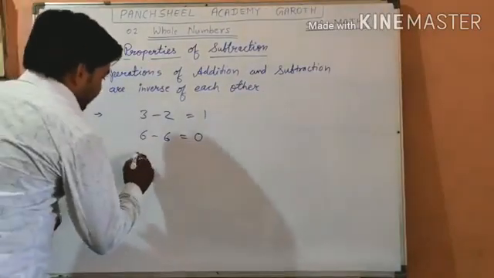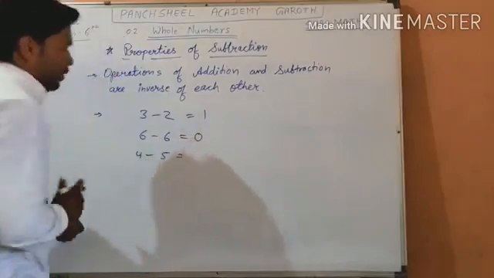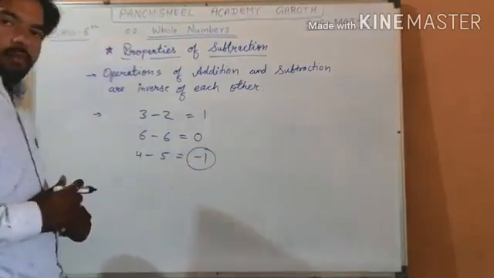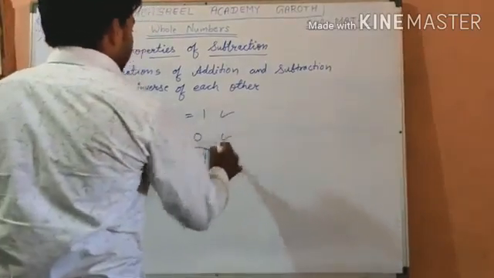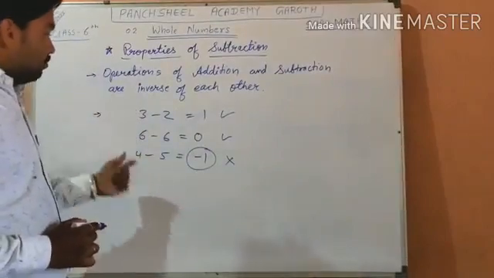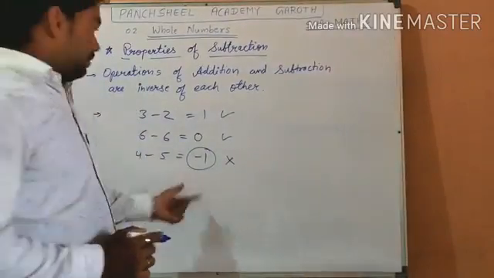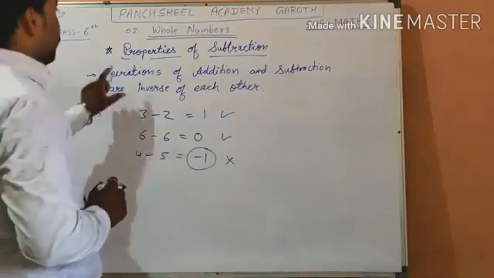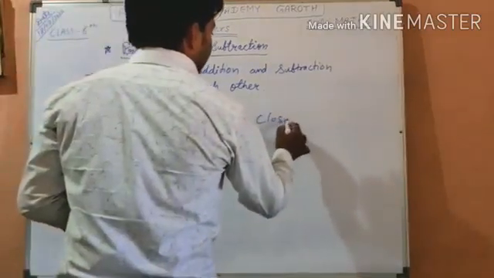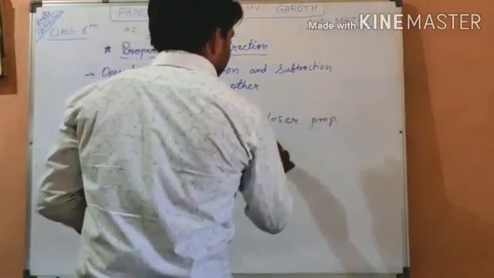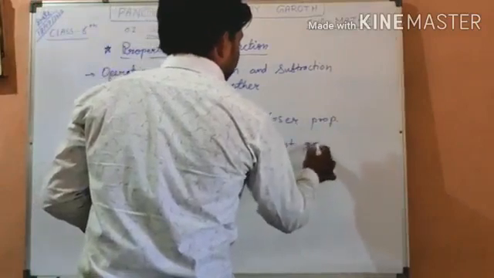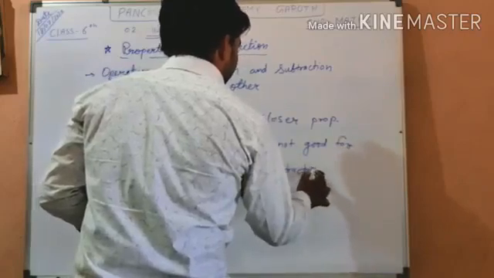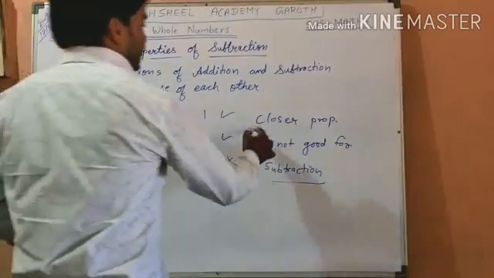But if I subtract 4 minus 5, what will we get? We will get minus 1. Is it a whole number? No. It means closure property holds in some cases but is not valid here. If we subtract 4 minus 5, closure property is not good for subtraction. So closure property is not valid for subtraction.